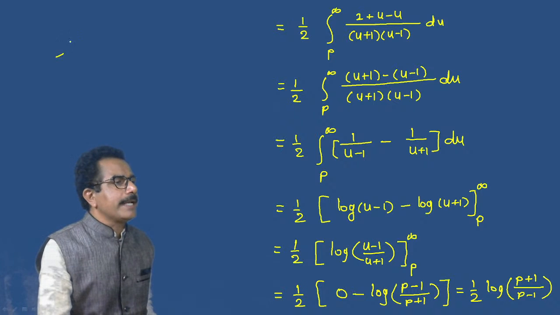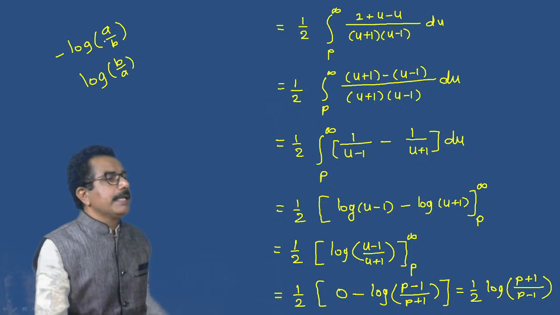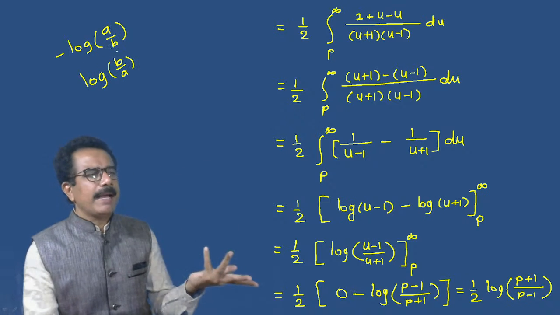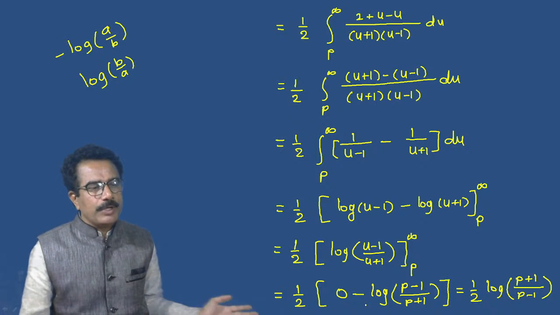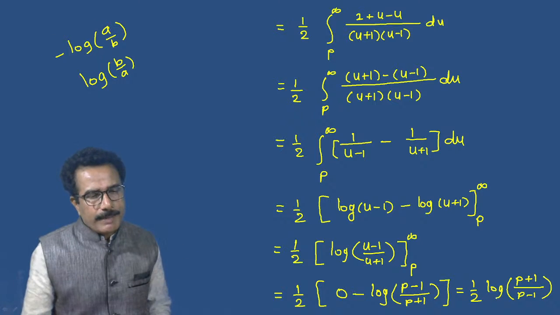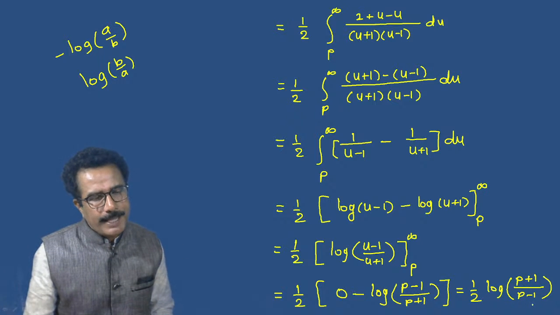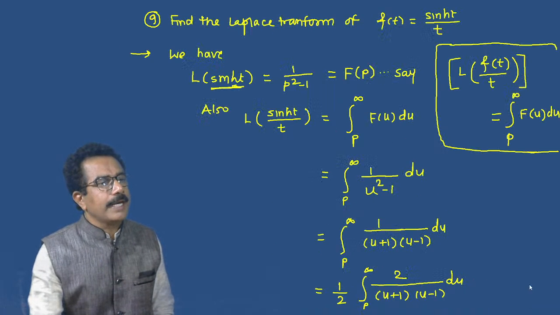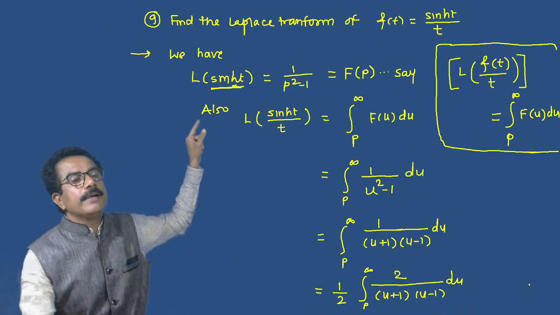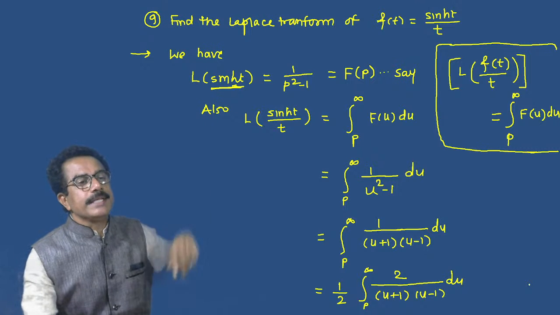You know that minus log of a by b, we can write plus log of b by a. In this way we have converted this to minus 1 by 2 log of p plus 1 divided by p minus 1, and this is the required proof or required answer of f of t equals sin ht divided by t.